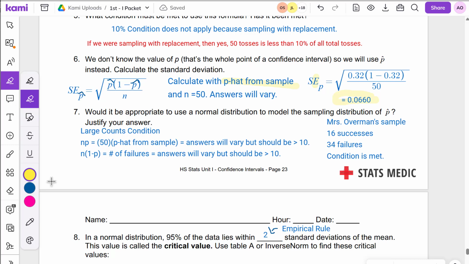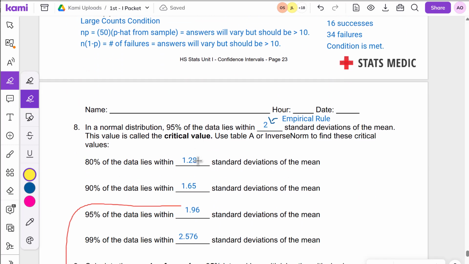Now we're going to look at the empirical rule and try to figure out what the critical value is. So we are going to calculate it by hand because you guys are totally capable of this. If you look at the picture, my computer's a little wonky today. Oh, it's in here. Yeah.